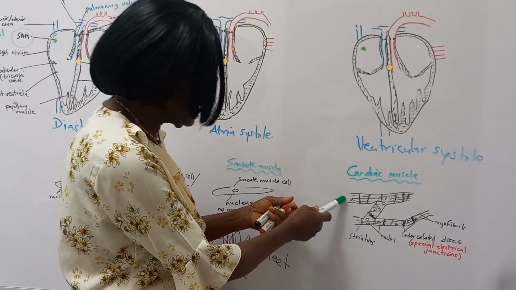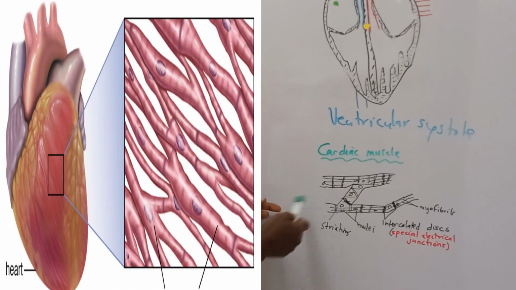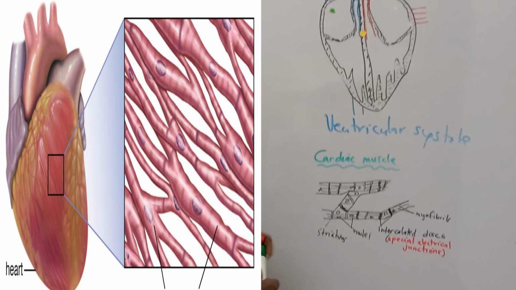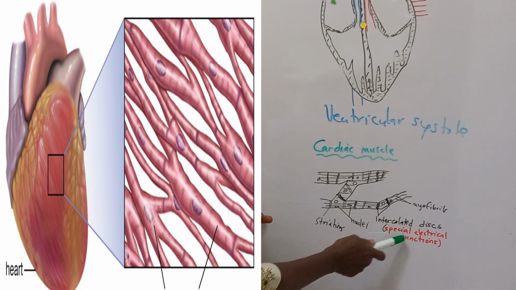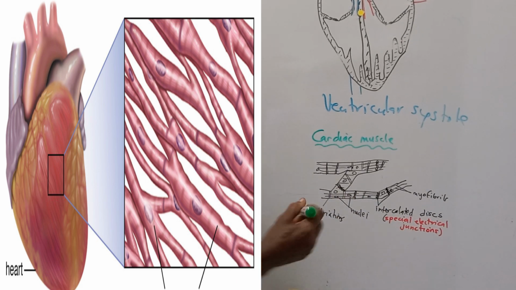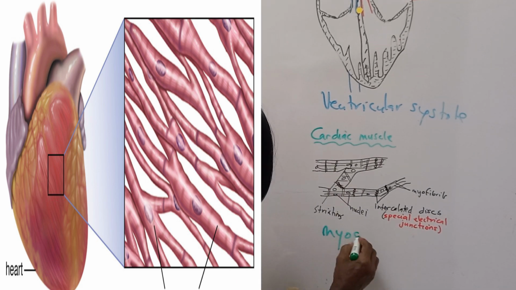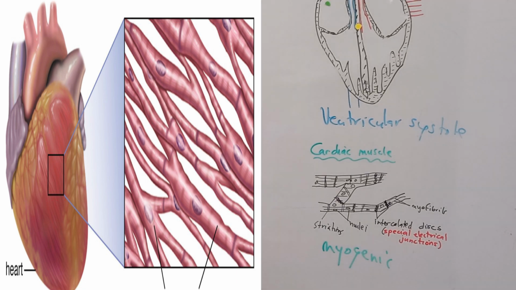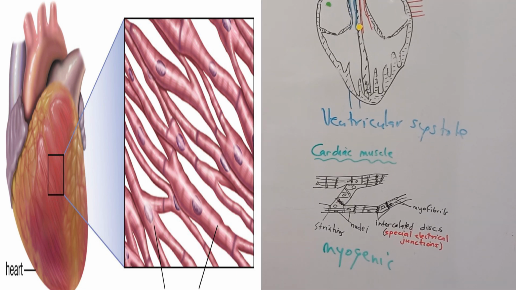When we come to cardiac muscle, each muscle fiber has the ability to contract and relax on its own. Look at these intercalated discs. They are special electrical junctions. So their contraction is known as myogenic. They can contract on their own, not being controlled by the nervous system.